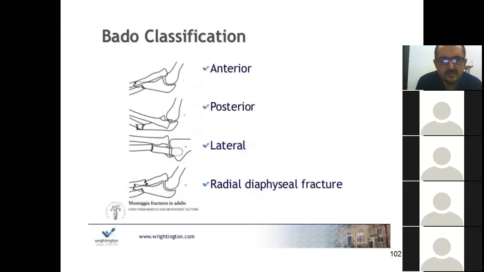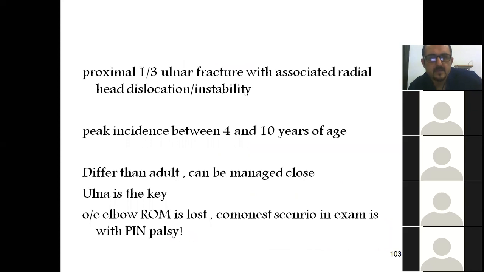So, Bado classified Monteggia fractures. Type 1 is anterior, type 2 is posterior, type 3 is lateral, with dislocation laterally, and type 4 is with a radial diaphyseal fracture. The difference in pediatric Monteggia is that they can be managed conservatively, not like adults. It is a proximal one-third ulna fracture with a radial head dislocation and instability. Peak incidence is 4 to 10 years of age. Unlike adults, they can be managed conservatively, and the ulna is the key. Once you reduce the ulna fracture, the radial head comes back into its place.